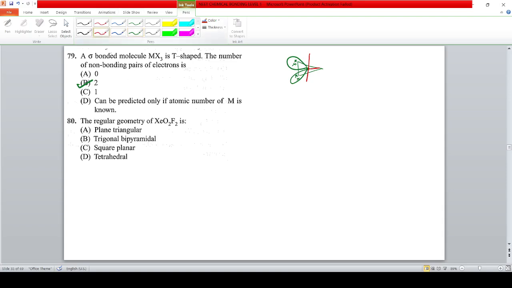Question number 80. The regular geometry of XeO2F2. Xenon has 8 electrons. 2 electrons are used for 1 oxygen, third and fourth for another oxygen, fifth one, sixth one, seventh and eighth. So xenon has 4 bond pairs and 1 lone pair, totally 5. So what is the geometry?